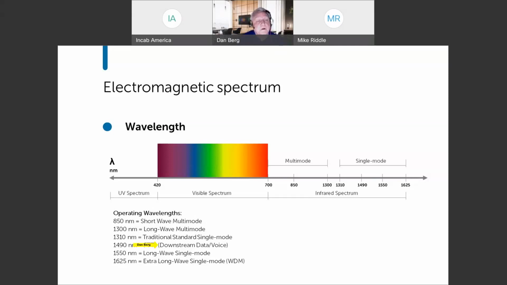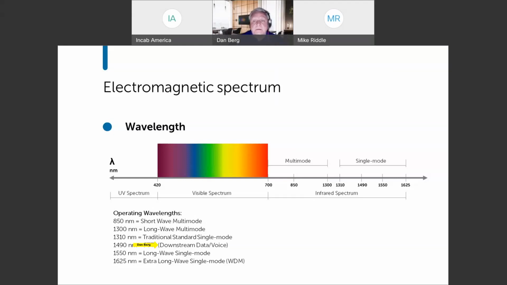Fiber to the home is generally around 1490 nanometers, and some of the specialty fibers for dense wave division multiplexing and other high density communications are in the 1550 and in some cases up to 1625 communication.